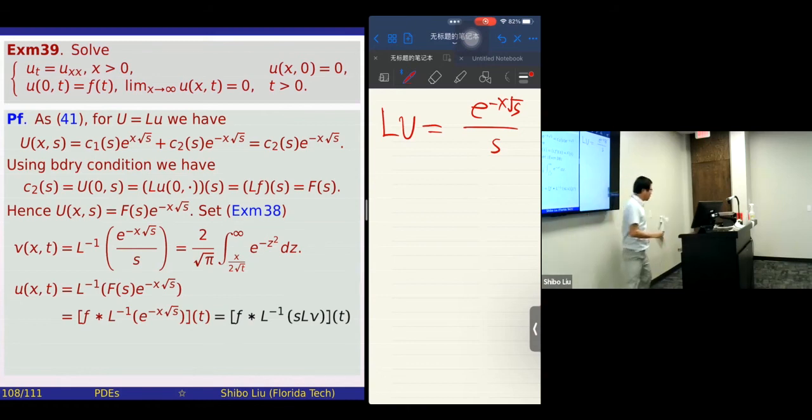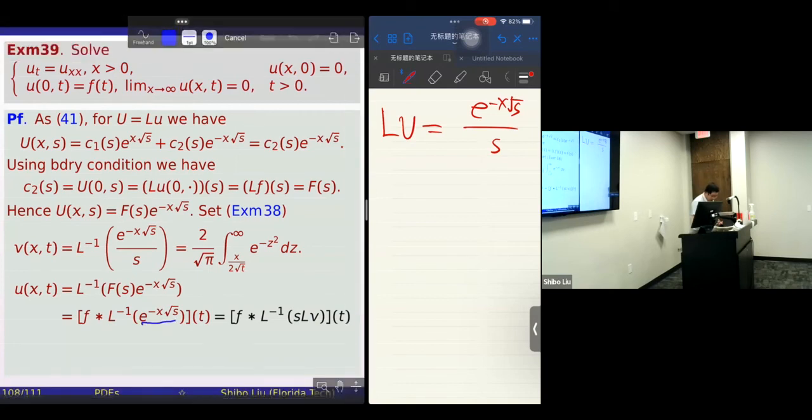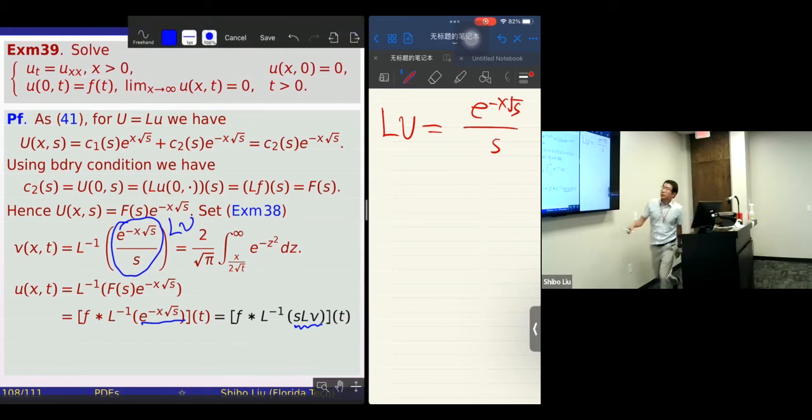But what we want to compute is this. This is what? This is S L V, because L V is this. This is L V. So this is L V, and S L V is this. So everything is unchanged, but I write this as S L V. So L inverse of S L V is what?